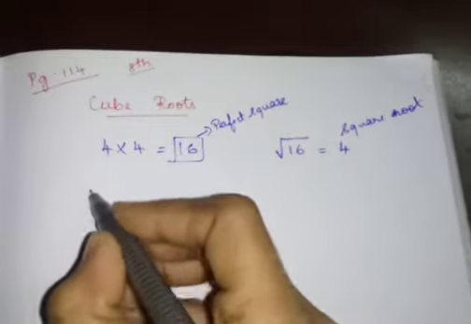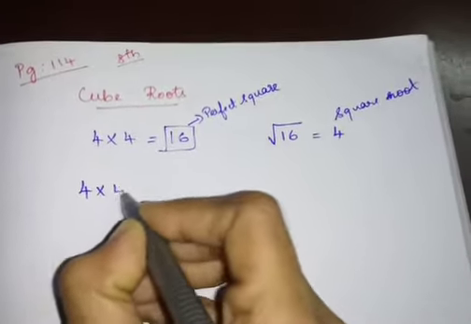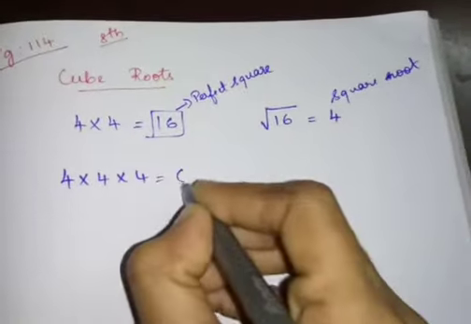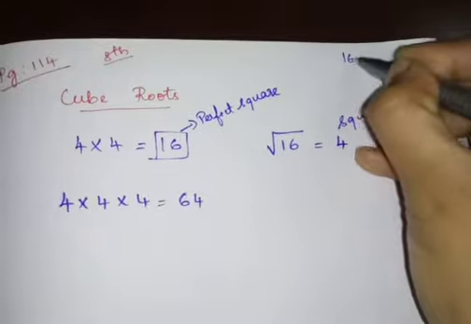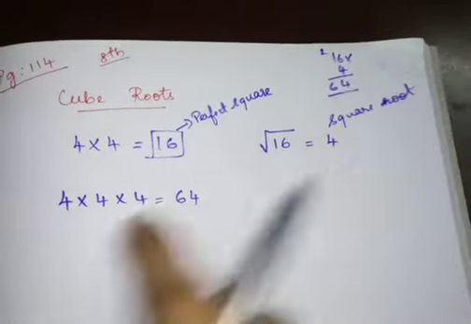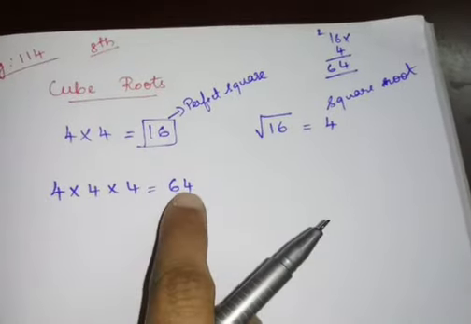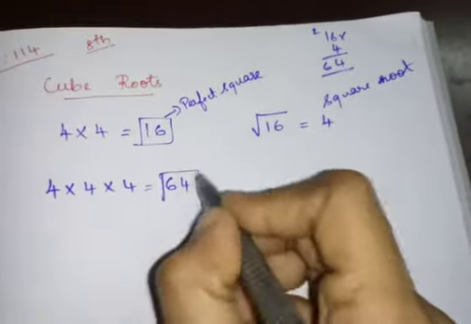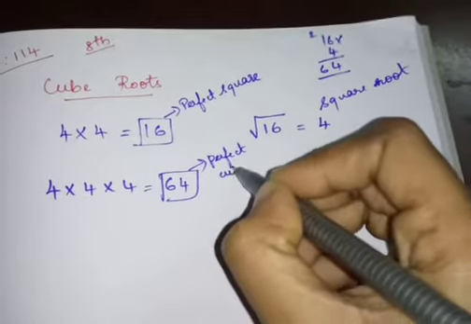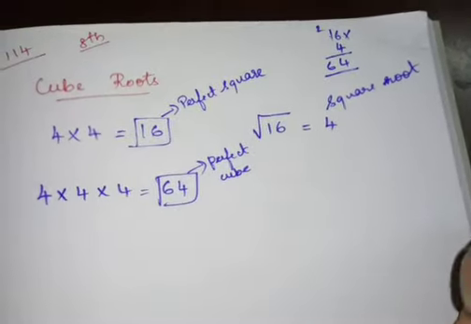For example, I'm going to take 4 into 4 into 4. 4 fours are 16. 16 fours are 64. You can check it. 6 fours are 24, plus 40, 64. So 64 is nothing but a perfect cube.